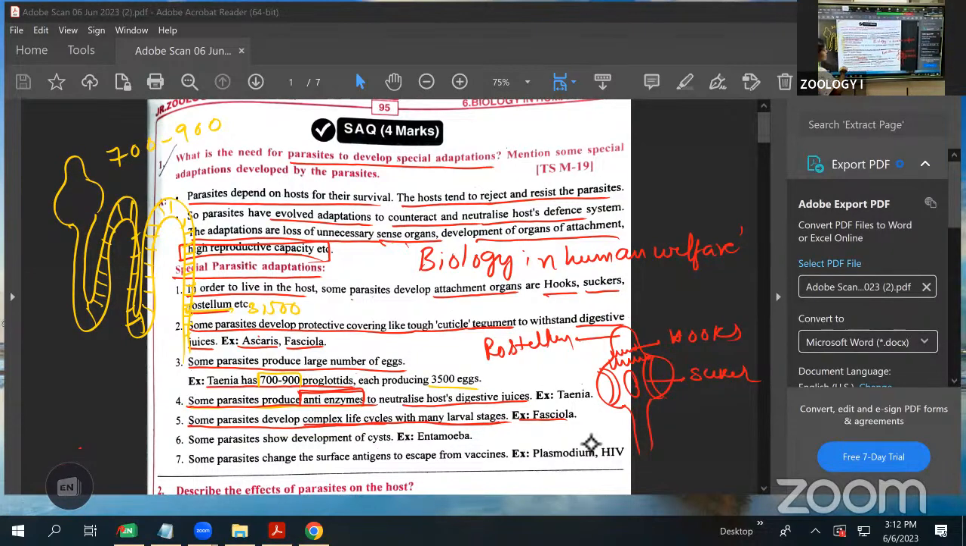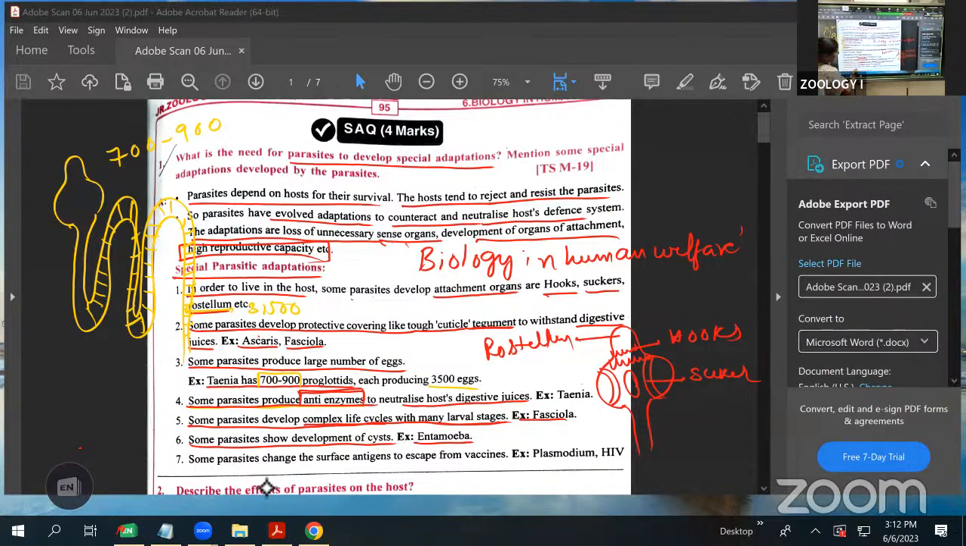Clear? Next, some parasites show the development of a cyst for unfavorable conditions. Entamoeba comes out to the soil, and at that time it forms a cyst for protection, surrounding itself. For example, Entamoeba, after the tetranucleated cyst comes out, means before coming out, it surrounds itself and forms a cyst. That's why the parasites form the cyst.